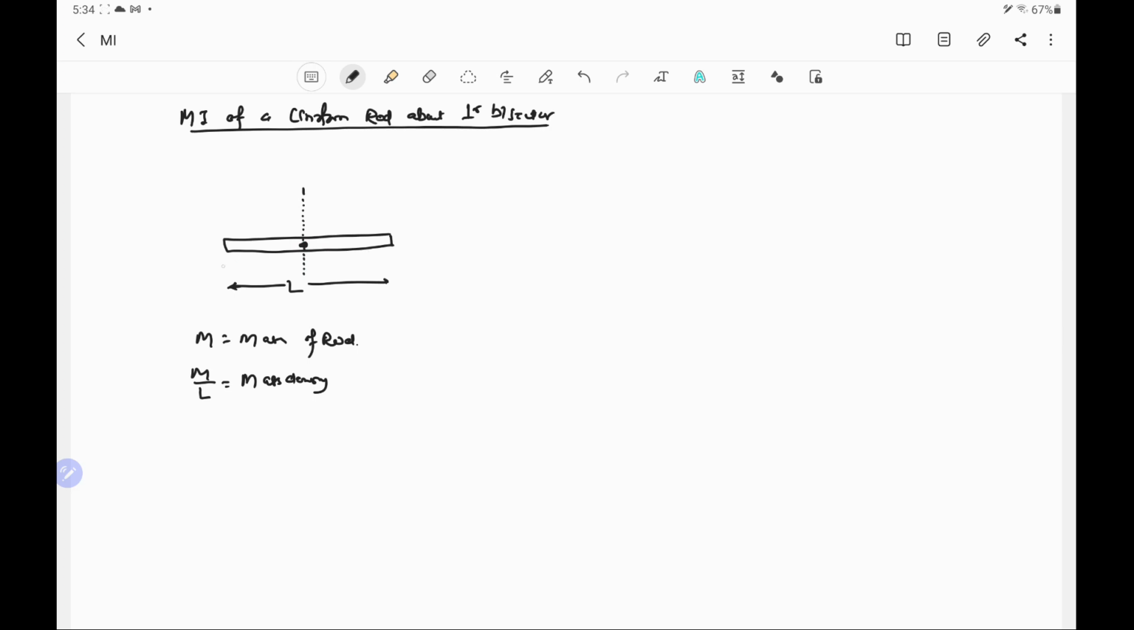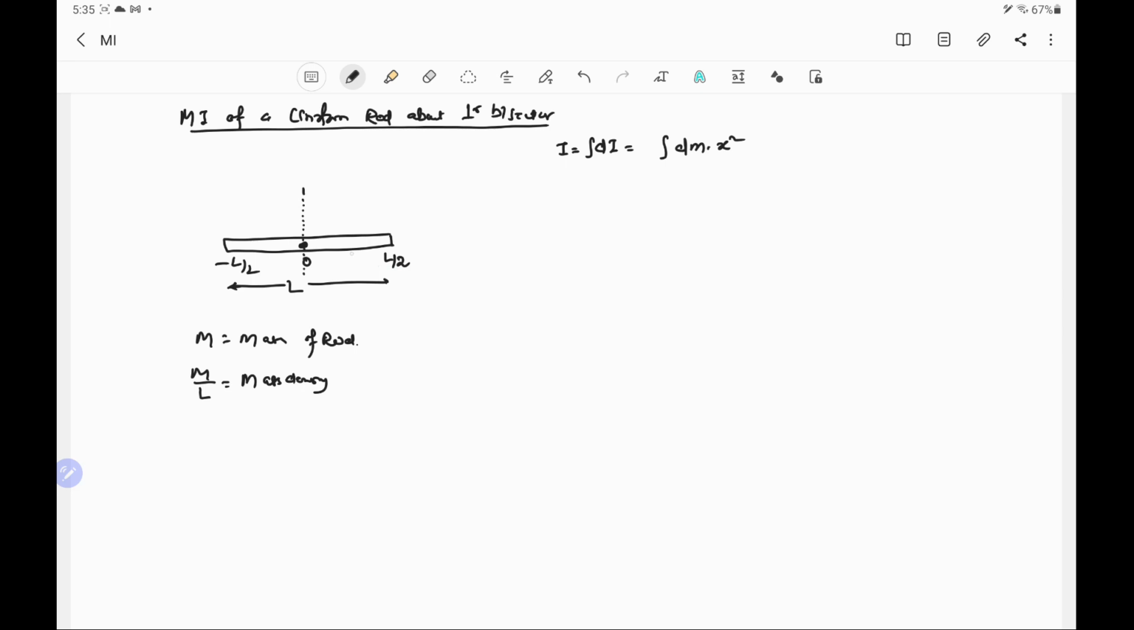Because mass is in continuous distribution, we have to use method of integration to find the moment of inertia, and dI we can write as dm into r square or x square. We take this as reference. That means this is 0, this is L by 2 and this is minus L by 2. This is x equal to minus L by 2. This is x equal to plus L by 2.